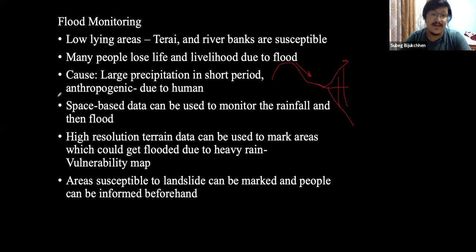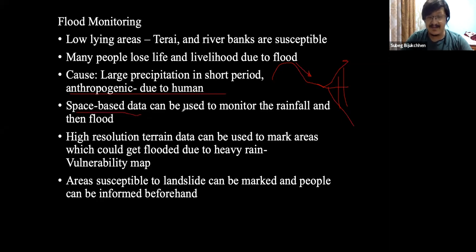And then another cause is anthropogenic, that means due to humans. You construct buildings and structures on the river bank, and when the flood comes, obviously they will be under water. We can see that in Kathmandu as well recently. So this is also anthropogenic, due to humans.